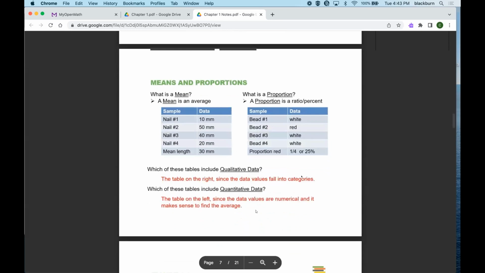Means and proportions. A mean is an average. So if you have 4 nails, you add up their lengths, divide by 4, and then you have the mean. A proportion is the percent that is a certain color or whatever. Say you have 4 beads, 3 of them are white and 1 of them is red. So the proportion that are red is 1 out of 4. Which one is qualitative? The table on the right, because colors would be qualitative data, and quantitative is if they're numerical. So lengths of nails would be numerical, so that's quantitative.